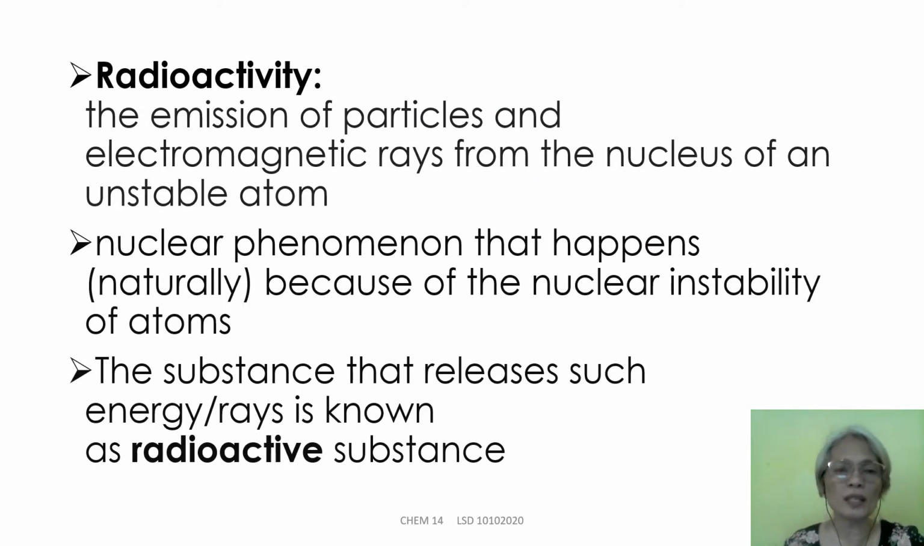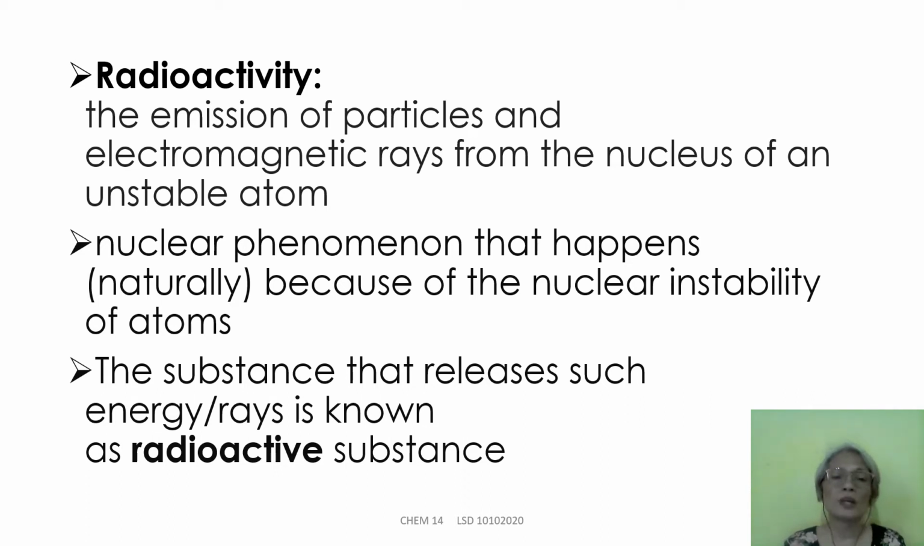Now, radioactivity is the emission of particles and electromagnetic rays from the nucleus of an unstable atom. Remember, as I mentioned earlier, there are about 200 subatomic particles. So, there are particles which are more minute than the protons, neutrons, and electrons. As I mentioned earlier, a proton rather is made up of quarks, no?